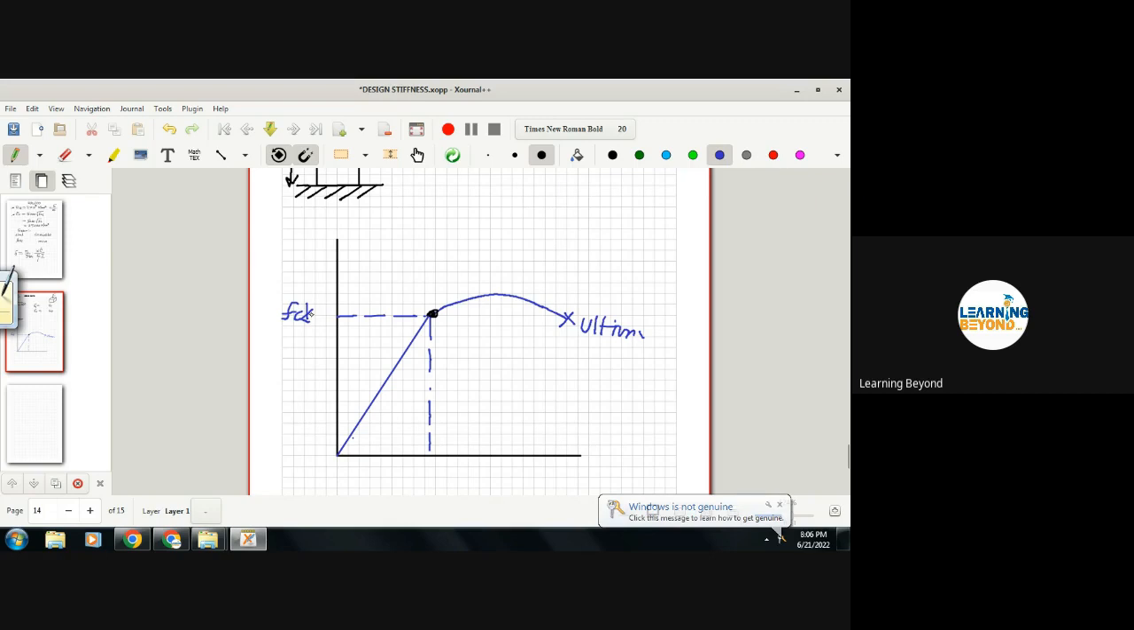And do we design for FCK? FCK को design करते हैं? No, sir. So we use a factor of safety. So what is the factor of safety for concrete? 1.5. 1.5 only. 1.15 is for steel. Yes, sir, steel is 1.15, but for concrete the factor of safety is 1.5.